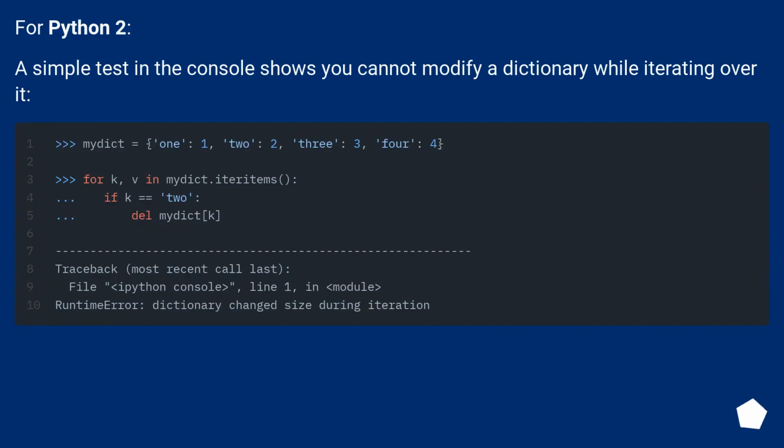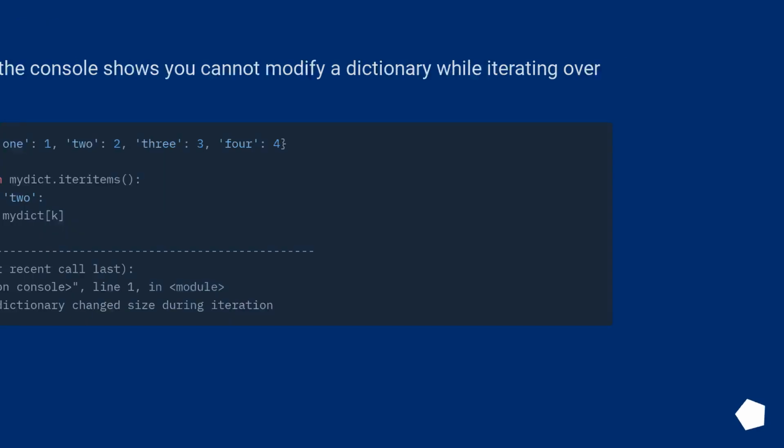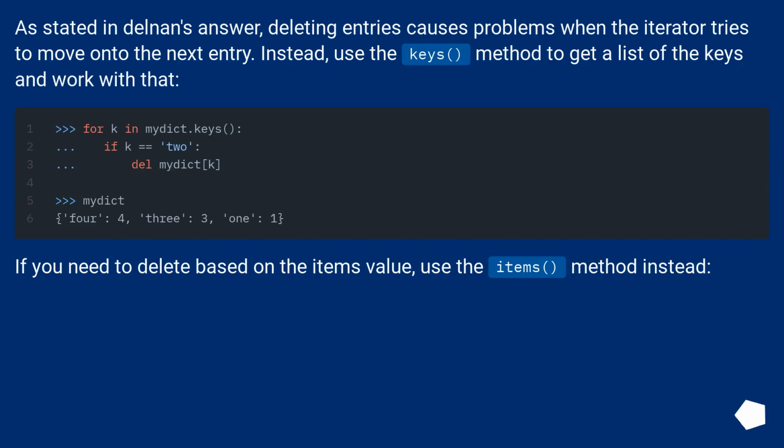For Python 2, a simple test in the console shows you cannot modify a dictionary while iterating over it. As stated in Bellman's answer, deleting entries causes problems when the iterator tries to move on to the next entry. Instead, use the keys method to get a list of the keys and work with that. If you need to delete based on the item's value, use the items method instead.